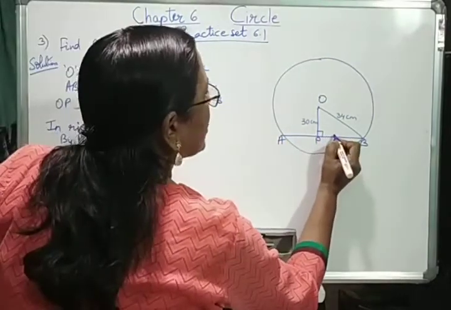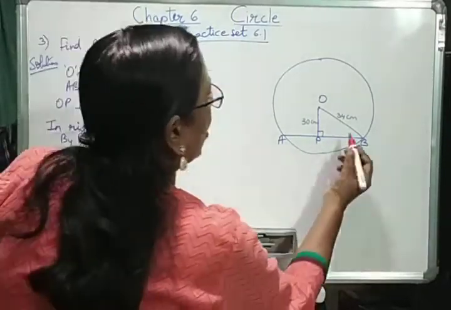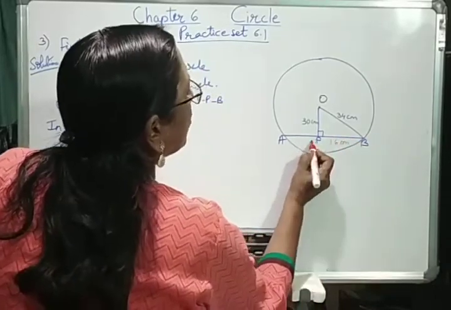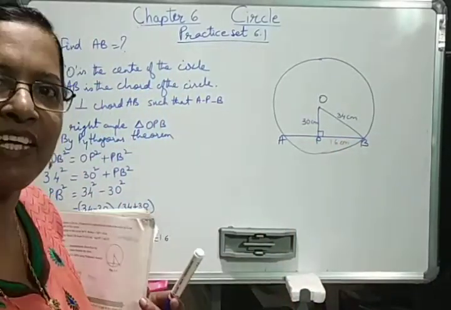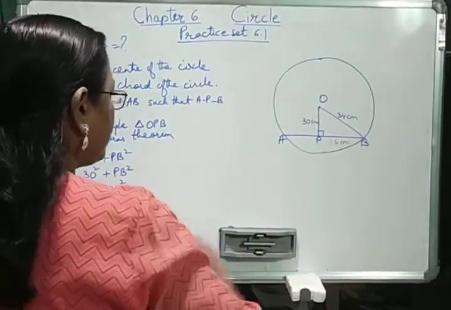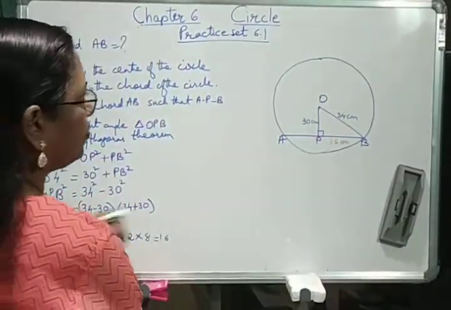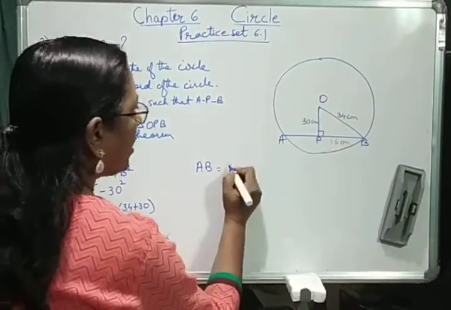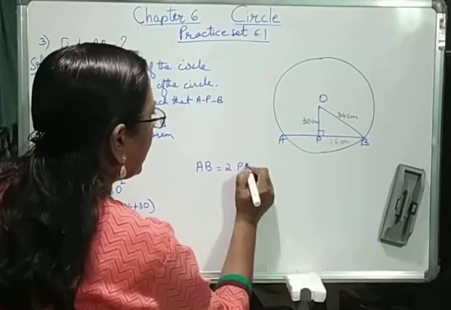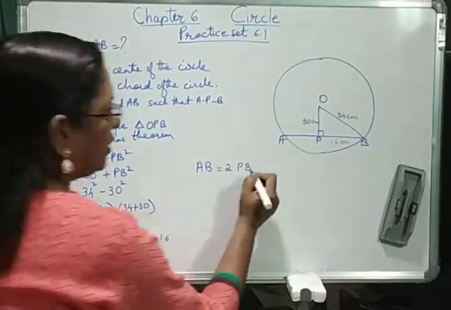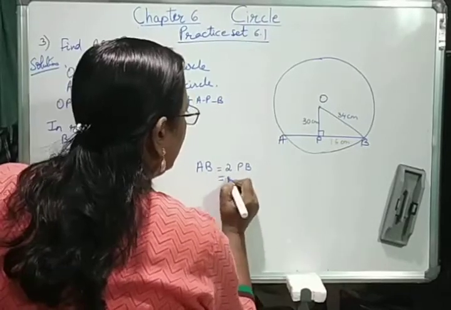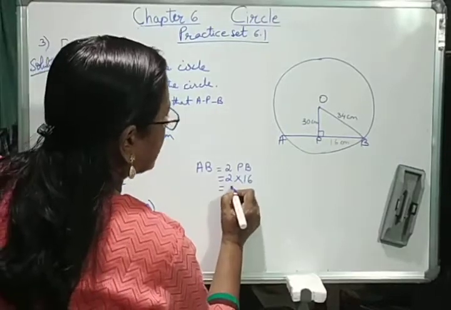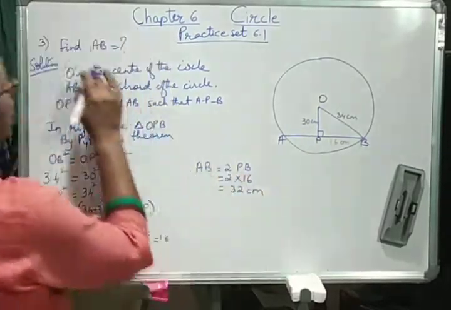So your PB is 16. I'll write with the red pen. So I got how much? 16 centimeter. So how much will PA also be? 16. So in that case you will write down AB is twice of PB, and that is equal to 2 into PB. What is your PB value? 16, and that is how much? 32 centimeters. So we have to find out AB.